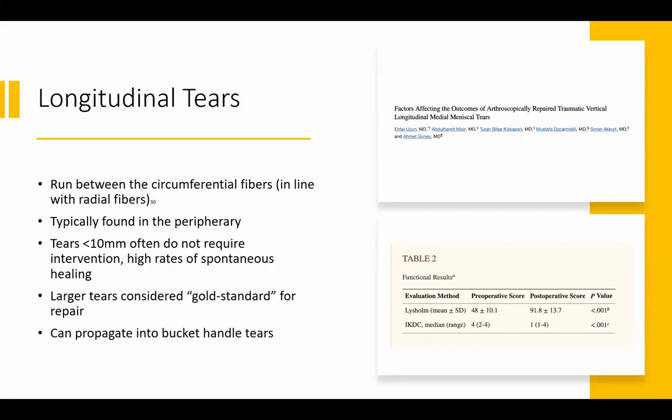To move on to longitudinal tears, these are oriented between the circumferential fibers responsible for hoop stresses, thus having a smaller effect on tibiofemoral biomechanics. These tears are typically found in the periphery of the meniscus. Given their vascularized location, small tears below 10 millimeters can potentially heal spontaneously. However, larger tears become ever more symptomatic and further reduce native function. As such, these tears were historically considered the gold standard for repair, given their high healing potential within the red zone.